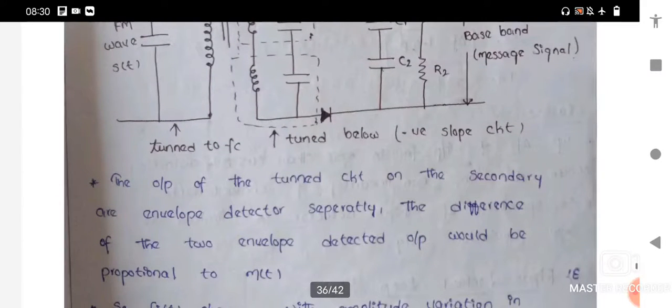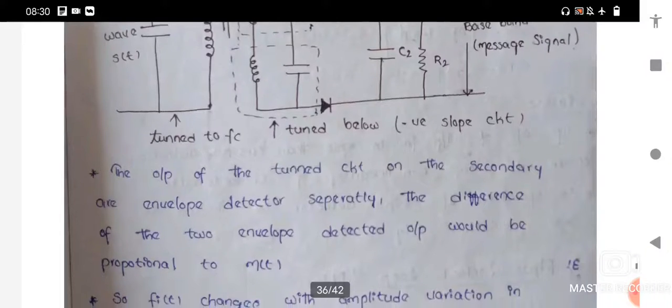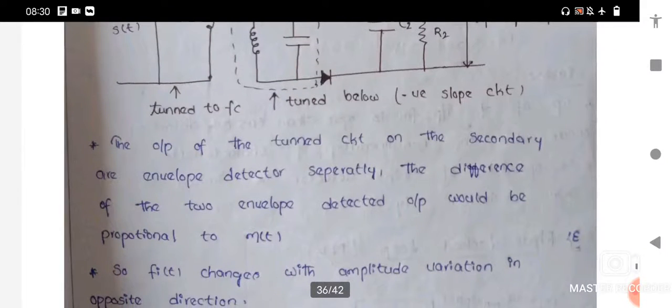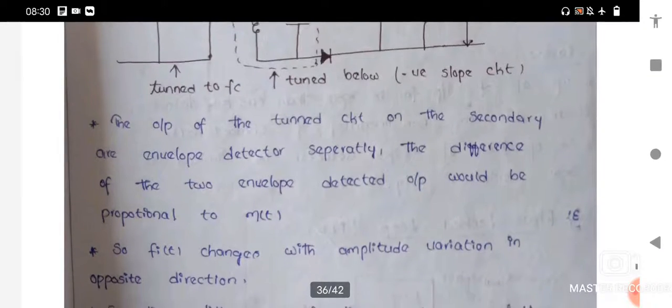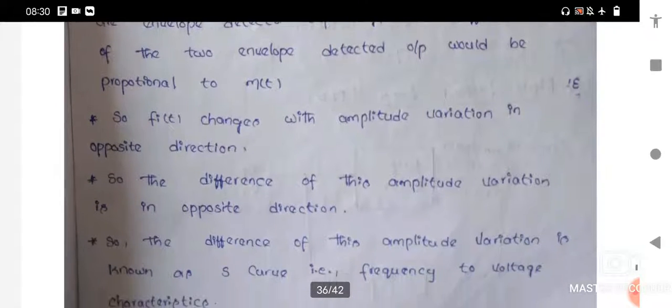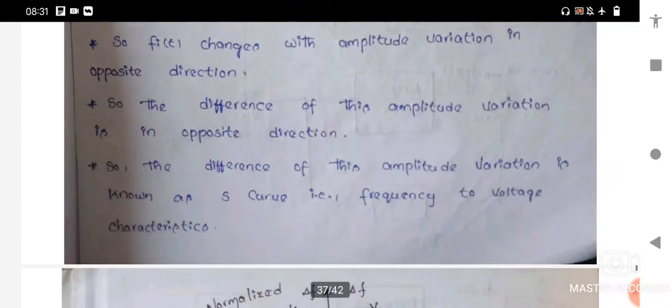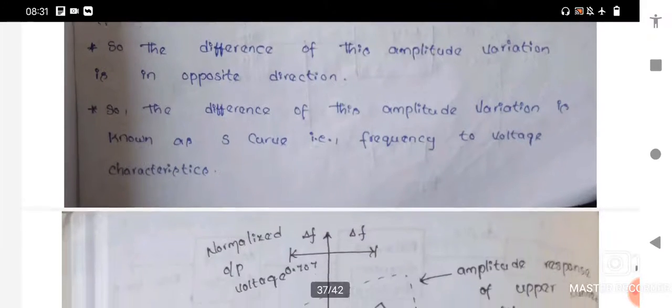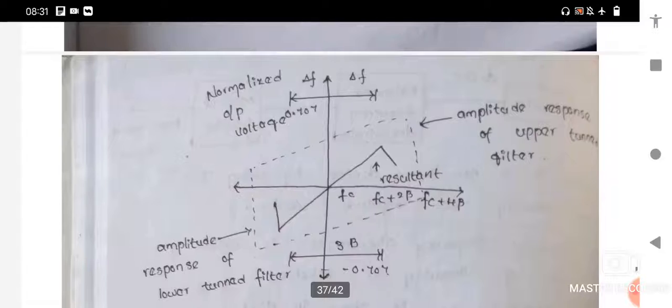The outputs of the tuned circuit and the secondary are envelope detected separately. The difference of the two envelope detected outputs would be proportional to m of t. The instantaneous frequency Fi of t changes the amplitude variation in opposite directions. The difference of this amplitude variation, in opposite directions, is known as the S curve, that means the frequency to voltage characteristic. So the S curve looks like this.